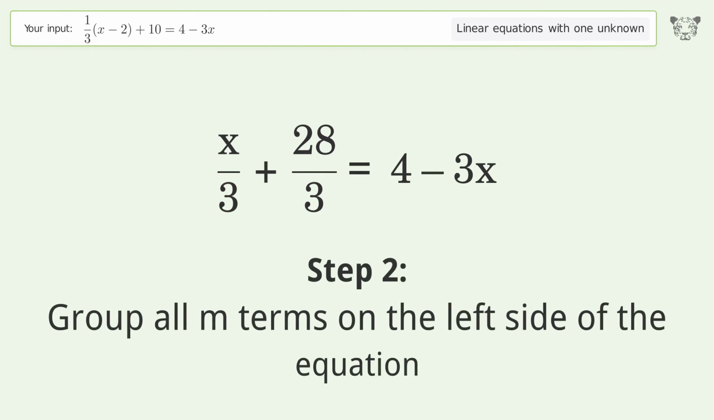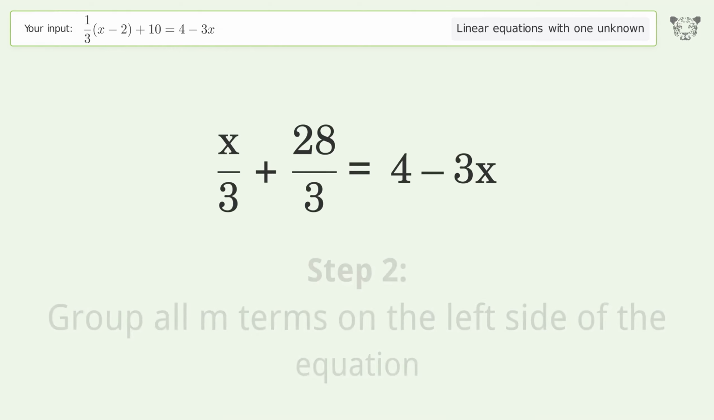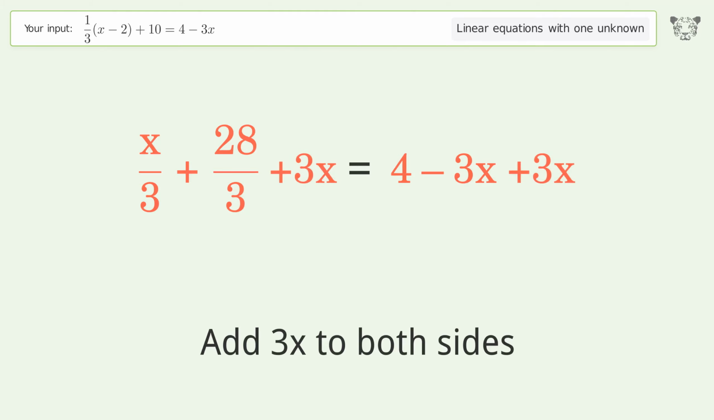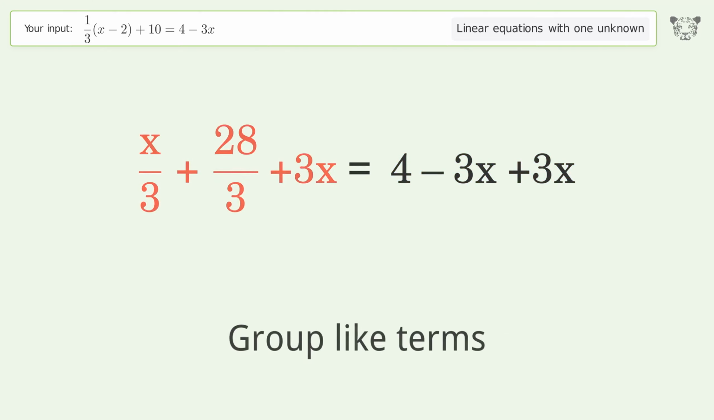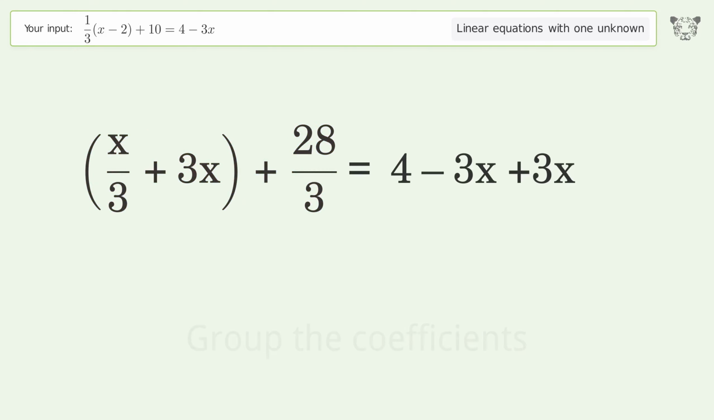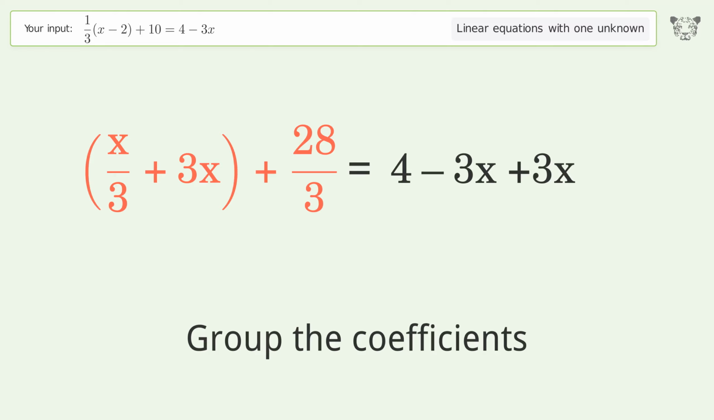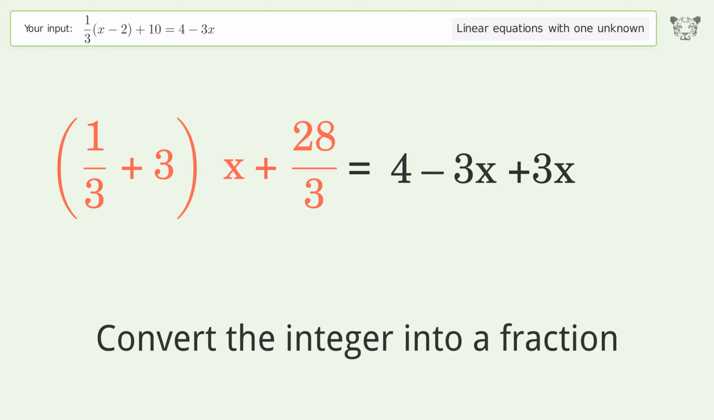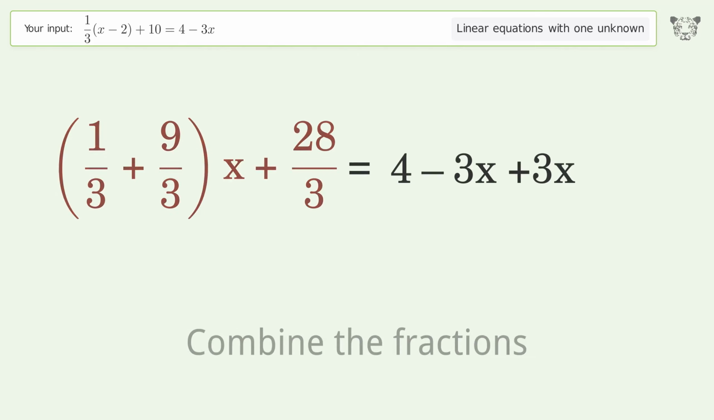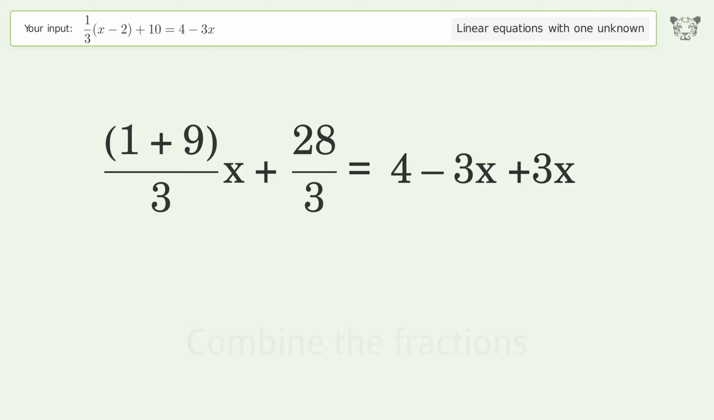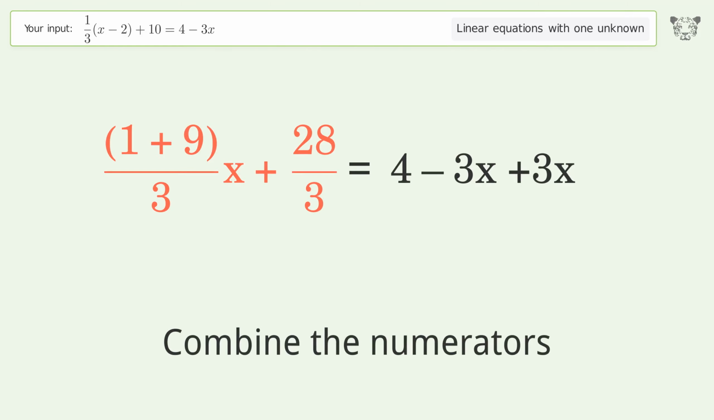Group all m terms on the left side of the equation. Add 3x to both sides. Group like terms. Group the coefficients. Convert the integer into a fraction. Combine the fractions. Combine the numerators.